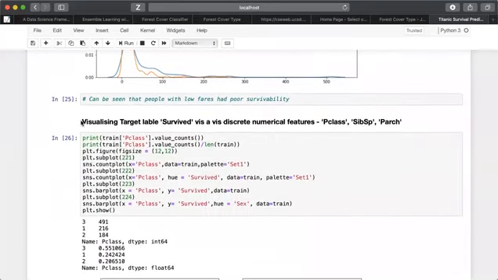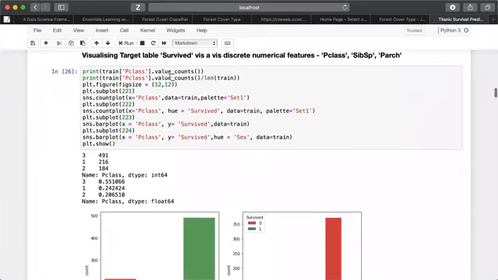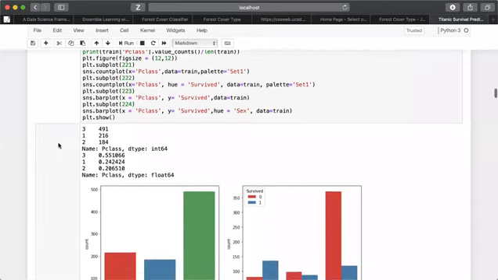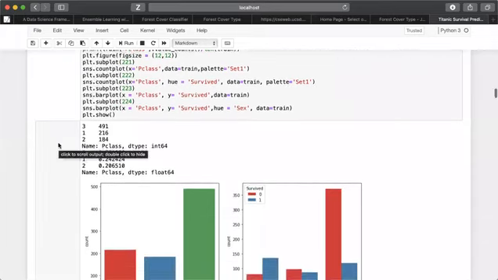Thereafter, I have gone for the visualization of the target label vis-a-vis discrete numerical features which we found out earlier. That is P class, sibling support, and parch. So first we do for the P class. Here again, I have first found out the values by value counts, their percentages, and thereafter I have plotted the count plot for the P class. Thereafter a count plot with the hue of survived, and thereafter the bar plots with the P class and survived.